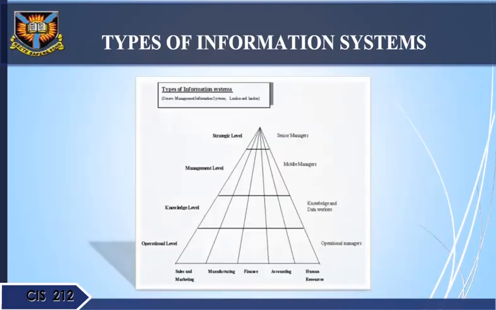Types of information systems. Strategic level, senior managers. Management level, middle managers. Knowledge level, knowledge and data workers. Operational level, operational managers.